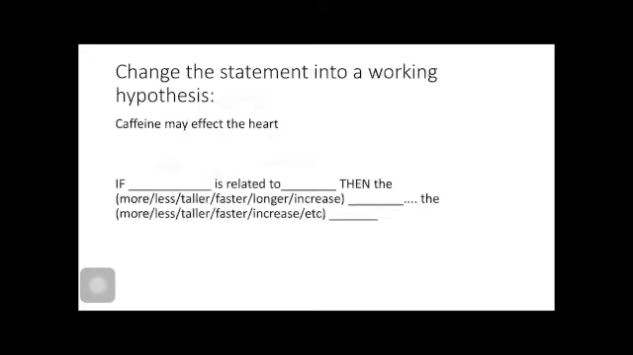Now, it doesn't matter if my hypothesis is correct. It just matters that I can test it. So I could say the more caffeine, the slower the heart rate. That's fine, but I'm just trying to make a prediction, what I think is going to happen here. In this case, I think that caffeine is going to increase the heart rate. From what I know about how caffeine makes people hyperactive, I'd imagine it speeds up the heart rate.